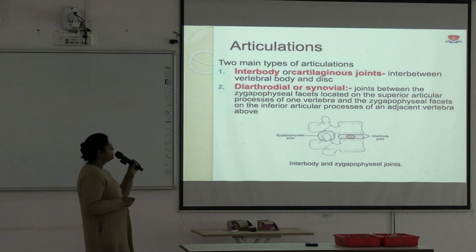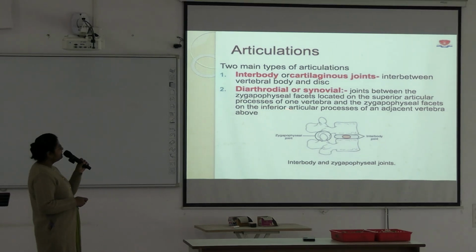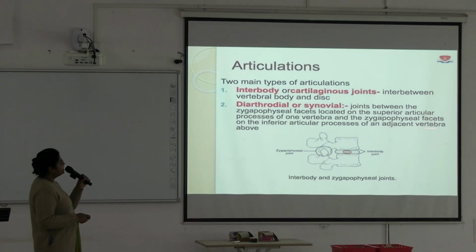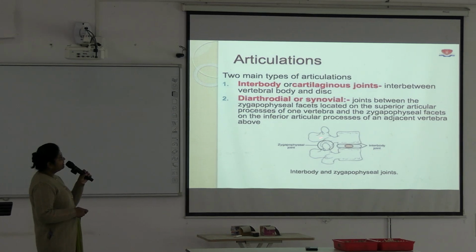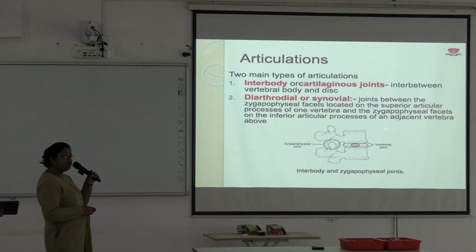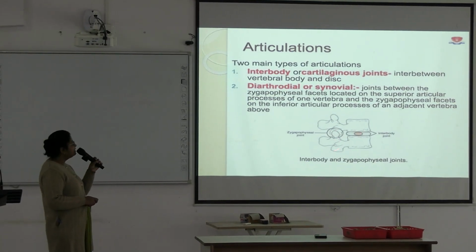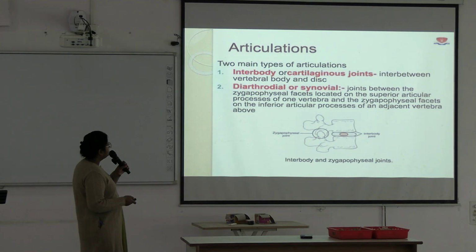And diarthrodial or synovial joints, these are joints between the zygapophyseal facets located on the superior articular process of one vertebra and zygapophyseal facets of the inferior articular process of the adjacent vertebra. See this inferior articular process of the upper vertebra articulating with the superior articular process of the vertebra below, forming the synovial type of zygapophyseal joint. And this is the interbody joint, where it is articulating with the intervertebral disc. Okay, understood?